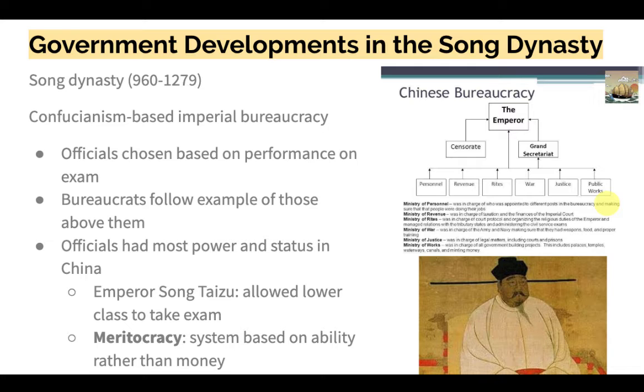China's meritocracy was unique in the world at that time, though it is important to note that it was unusual for a lower class person to enter the bureaucracy, and that most government officials came from the wealthiest classes.